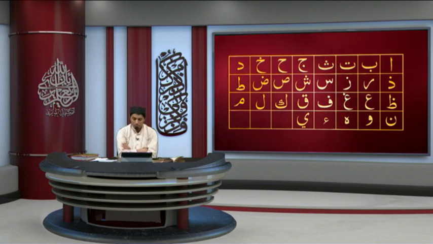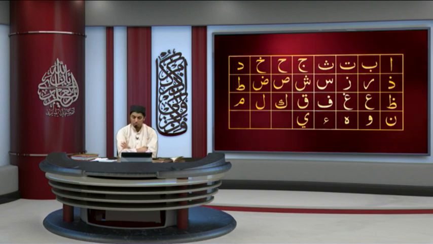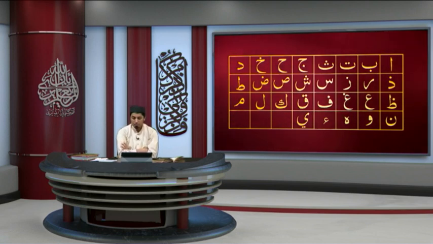Lam, tip and side of the tongue when it touches the gum of your front upper 8 teeth. Mim, dry section of the lips when they meet. Noon, tip of the tongue when it touches the gum of the upper 6 teeth. Wow, circling of the lips and complete closing of the lips. Ha, bottom of the throat. Hamza, bottom of the throat. Ya, middle section of the tongue when it touches the middle palate. Right, excellent. We will do some more tomorrow, yeah?